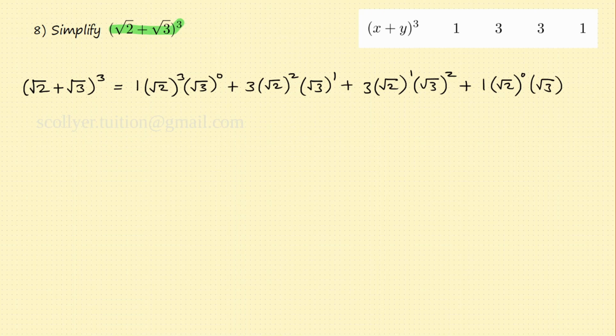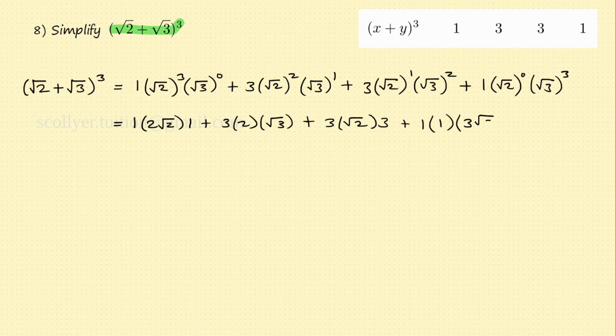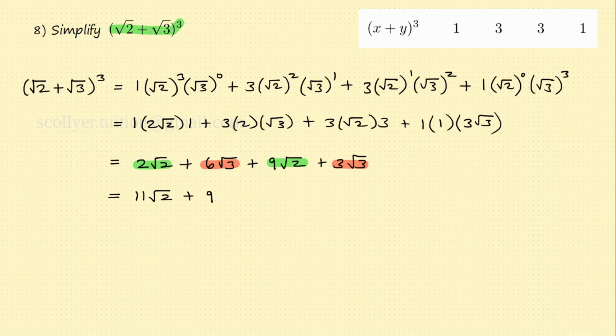times (√3)^3, which simplifies to 1 times 2√2 times 1, plus 3 times 2 times √3, plus 3 times √2 times 3, plus 1 times 1 times 3√3, which becomes 2√2 + 6√3 + 9√2 + 3√3. And bringing together like terms, 2√2, 9√2, 6√3, 3√3, this becomes 11√2 + 9√3.